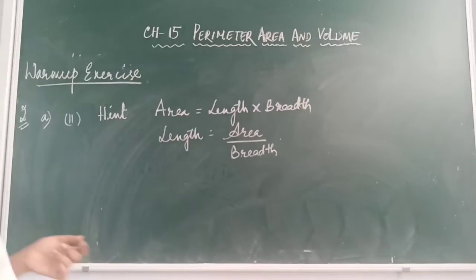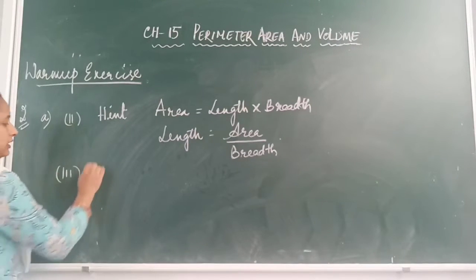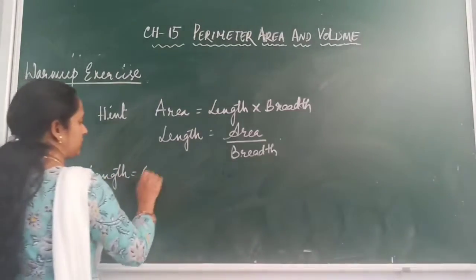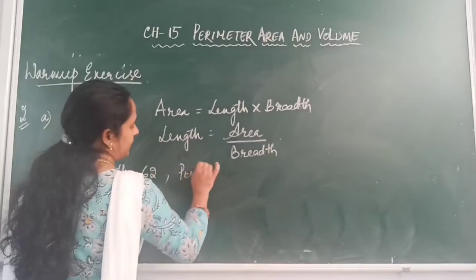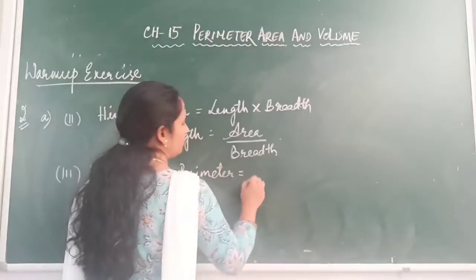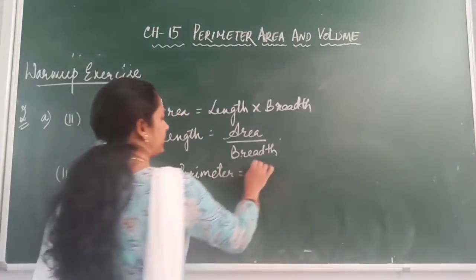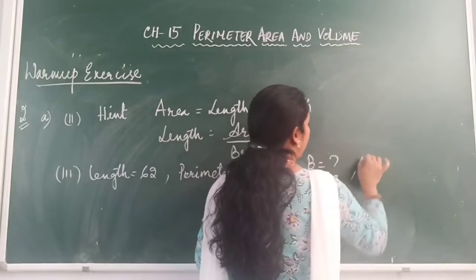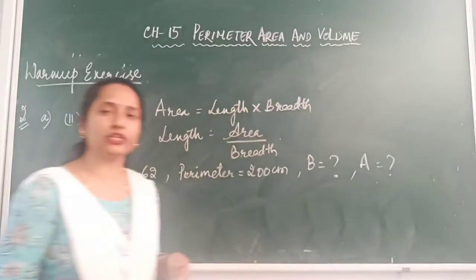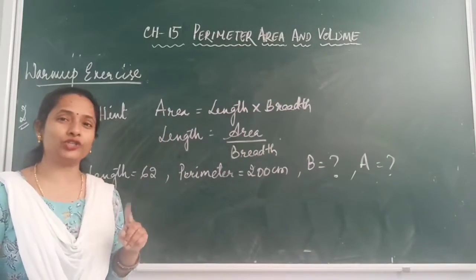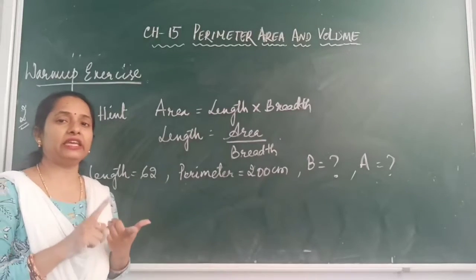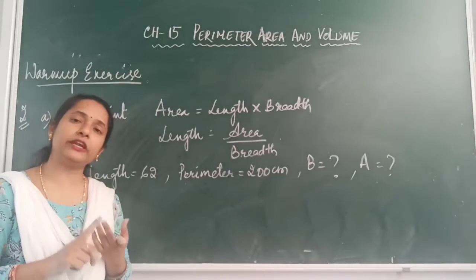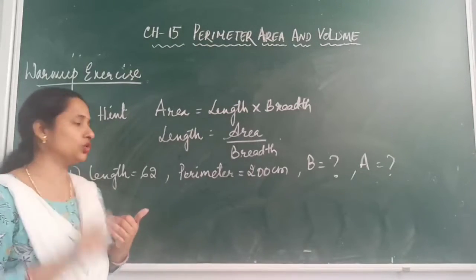In bit 3, you are given the length. Length is given as 62 centimeter and also the perimeter is given. The perimeter is 200 centimeter. Now you need to find the breadth as well as the area. We need to find these two terms. Now how will we find them? For this also, I have already given you the formulas: when perimeter and length are given, how to find the breadth, and when perimeter and breadth are given, how to find the length.